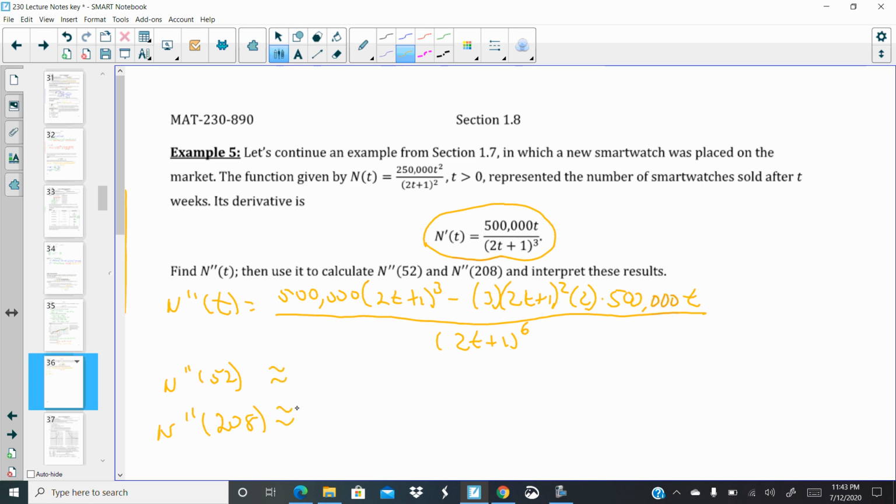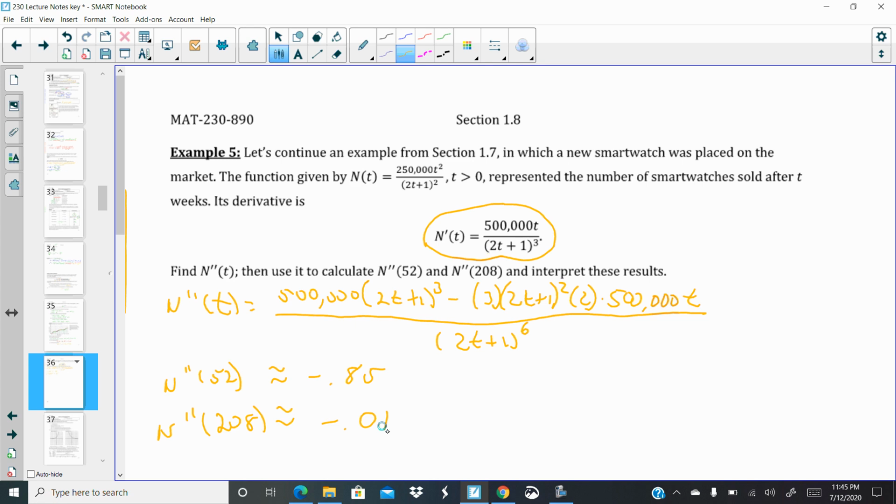All right, so let's plug those into the calculator, and we're going to see what we get. So at 52, if I plug that in, I'm getting negative 0.85. And if we plug in 208, we're going to get negative 0.01. Don't really need to round that any further, I don't think. So what does all that mean?